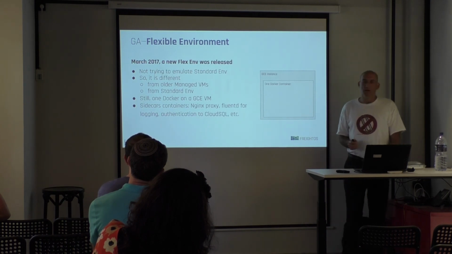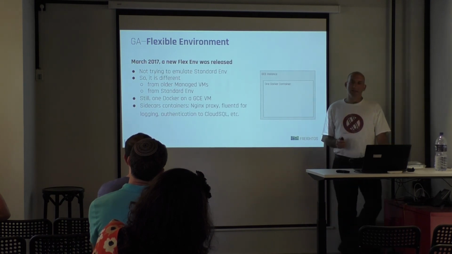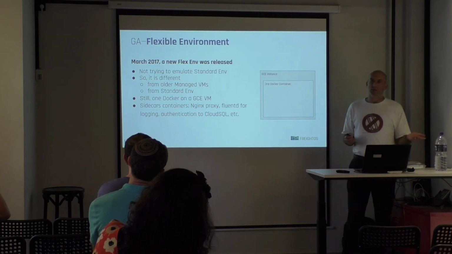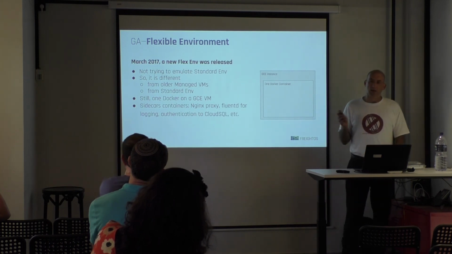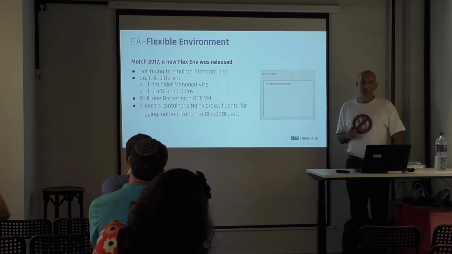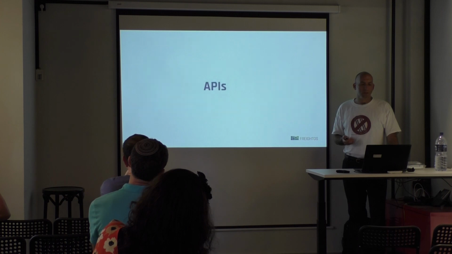So the new Flexible Environment was released in March. And it's different from Managed VMs in standard because it does not support these APIs. Still one Docker, not exactly one Docker. There are also sidecars such as Nginx Proxy or Fluentd for logging and so on.